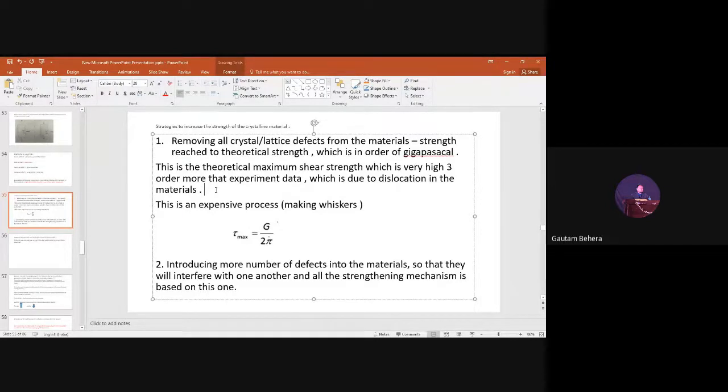That is why the second strategy has come. Second strategy means, if we cannot remove defects completely from the materials, we can introduce more defects in the materials. Just by introducing more dislocations and more grain boundaries, we can enhance the strength of the materials, right? But we cannot reach gigapascal, that is a different thing. But still we can improve our strength. And the best example of a single crystal is whisker. So these are the two strategies.